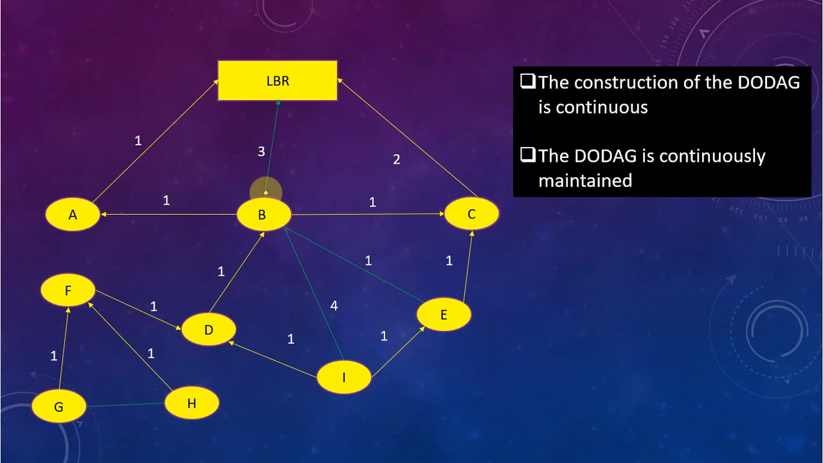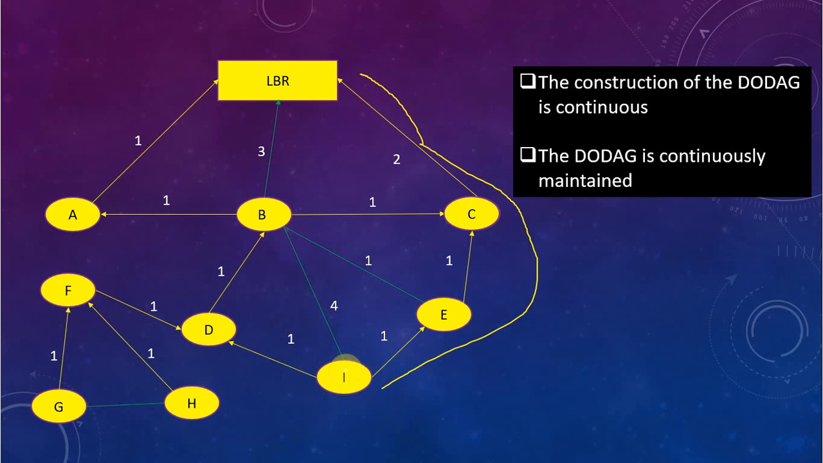Then D will be connected to B because there is a path through B to connect with the LBR. So now D has got connected. Once the timer of E expires, it will do the same thing. It will multicast a DIO message, which will be received by I, and then it is connected to the DODAG through E.